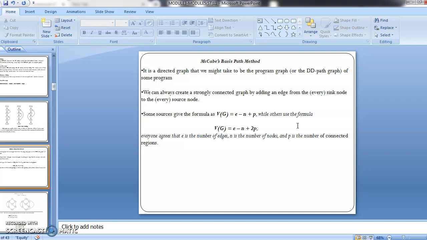One confusion that arises in McCabe basis path testing is that we have two formulas. One is V(G) = E - N + 2P, and the other is V(G) = E - N + P. And what are E, N, and P? E is the number of edges in the program graph, N is the number of nodes in the program graph, and P is the number of regions.